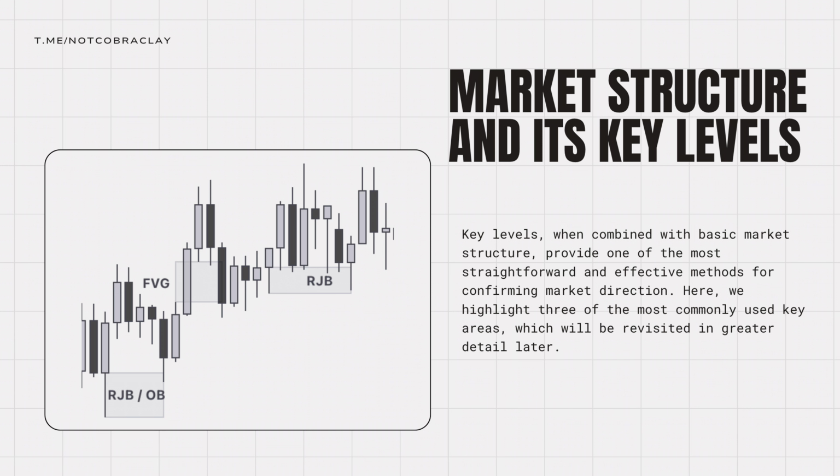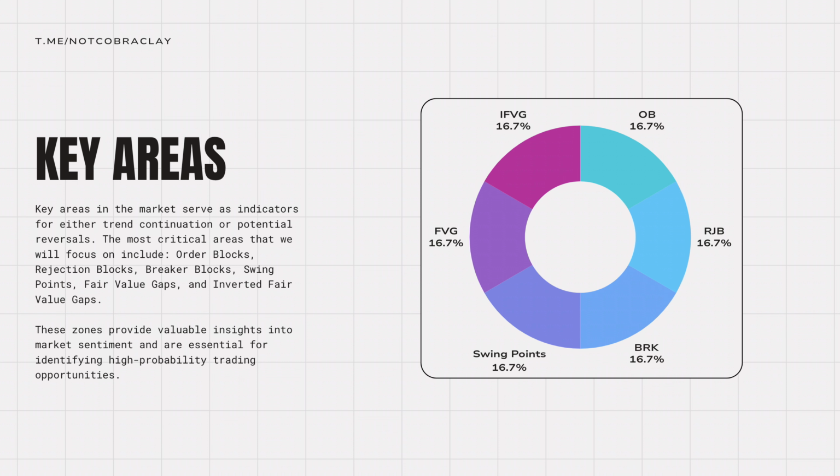But you see, lows get rejected, highs get broken. Internal liquidity gets rejected, highs get broken. External liquidity gets broken. Key levels, key areas in the market, serve as indicators for either trend continuations or potential reversals.